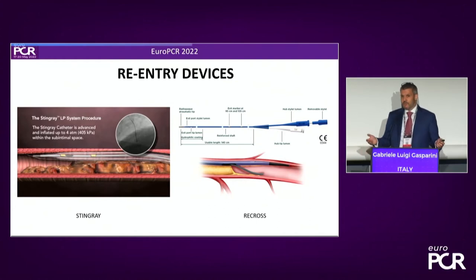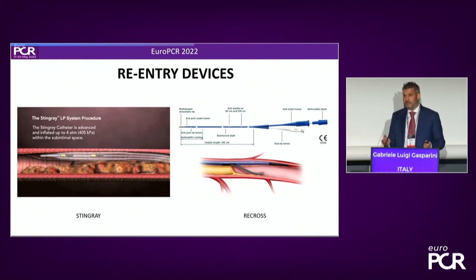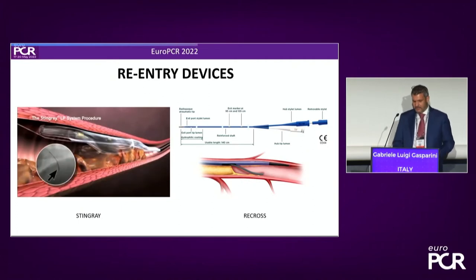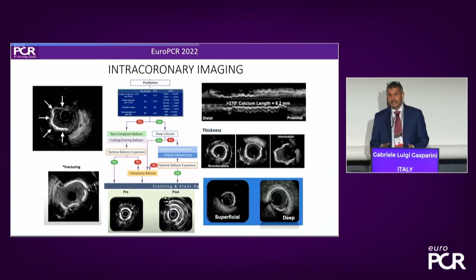So it could be useful to have in your cath lab not only the device, but also the skill to use the dedicated reentry device, such as the Stingray or the Recross microcatheter. Then we are dealing with calcium, and not only with CTO.